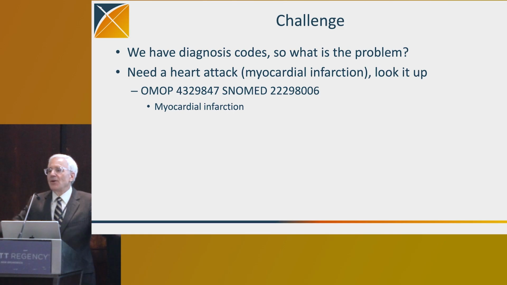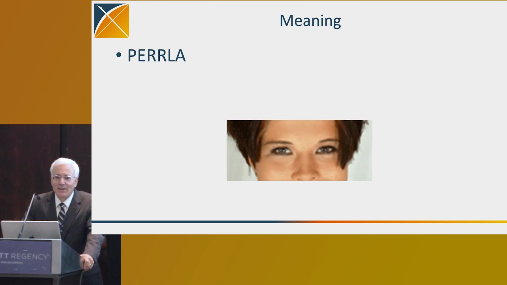So why is this a hard thing to do? I want to know who has a heart attack. I've got a vocabulary. I look up myocardial infarction in the vocabulary. It says it's an OMOP code 4329847. Aren't I done? I just found out everyone who's had a heart attack. Well, that doesn't work so well.